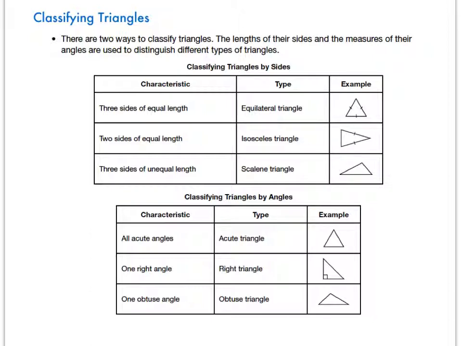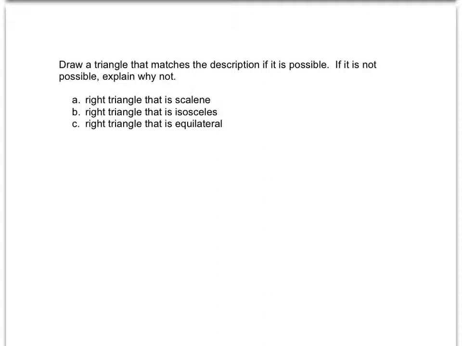Take a moment to study the two tables and familiarize yourself with the different types of triangles. In the next several slides, we're going to try to draw triangles that match each of these descriptions, if possible. If not, we're going to try to explain why it's not possible. Can we draw a right triangle that is scalene, a right triangle that is isosceles, and a right triangle that is equilateral?